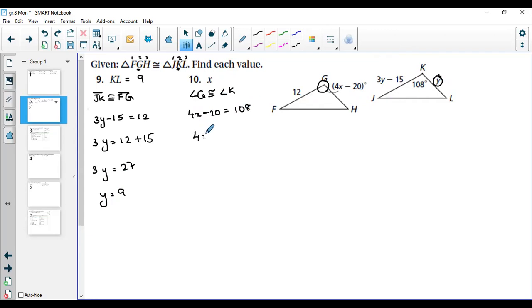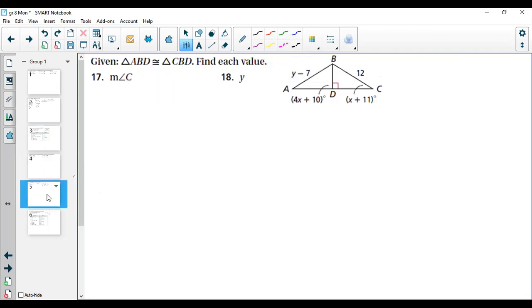So that makes it 4x equals 108 plus 20. So 4x is going to be equal to 128. x is going to be equal to 32. So the value of x is going to be 32. Don't put the degree sign, as they're only asking you the value of x. They didn't ask anything else. They didn't ask the measurement of any angle. If they ask angle, yes, it should finish with a degree.